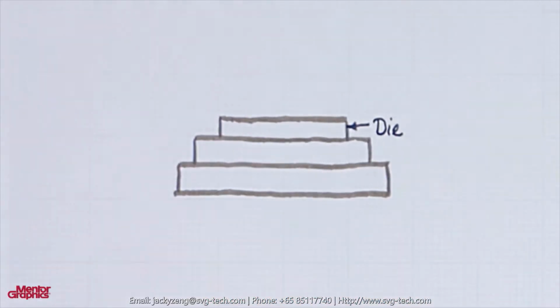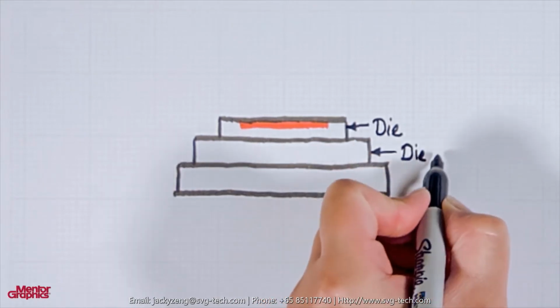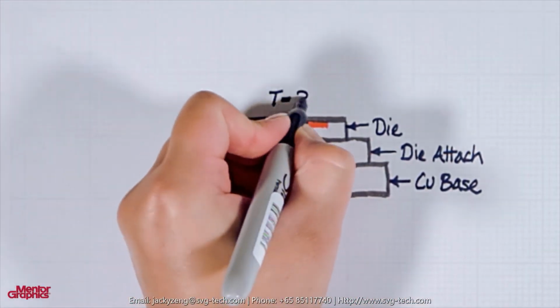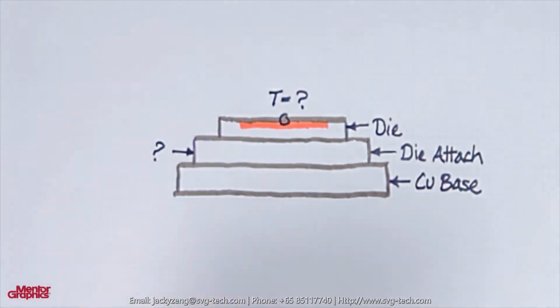Here is the die, and at the top of the die is a heated area. Here is the die attach. Die attach is not normally this thick, but I have drawn it like this to make it easier to see. And here we have a copper base. The aim is to find out the temperature here and the quality of the die attach here.